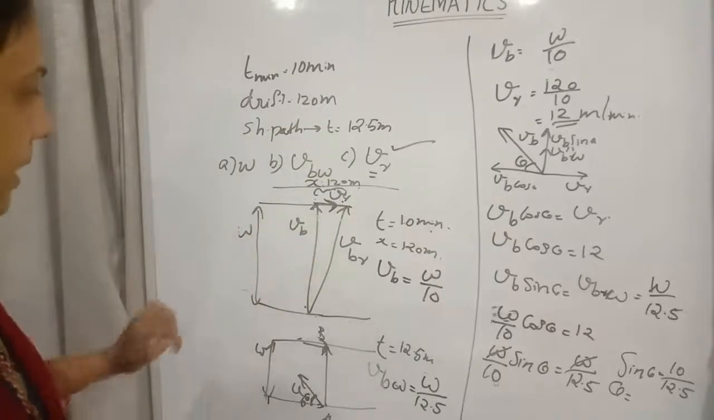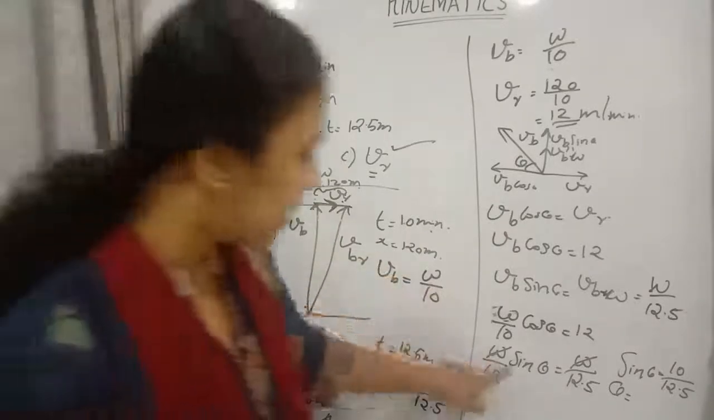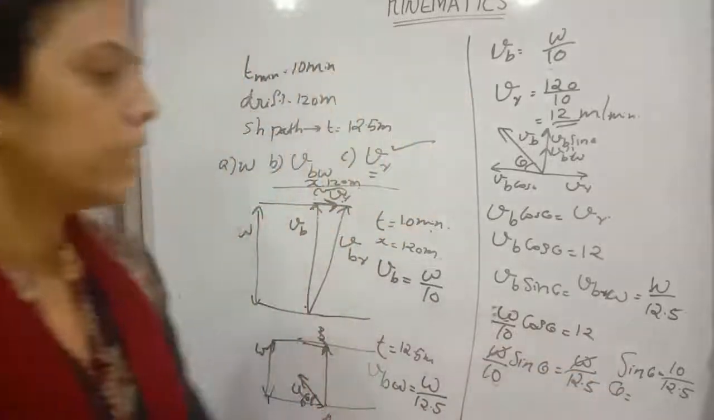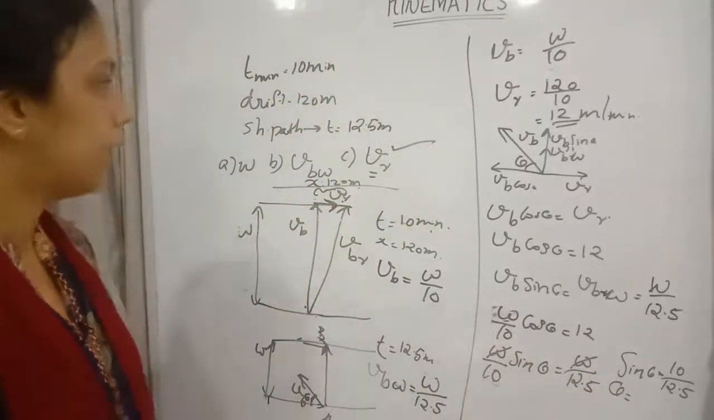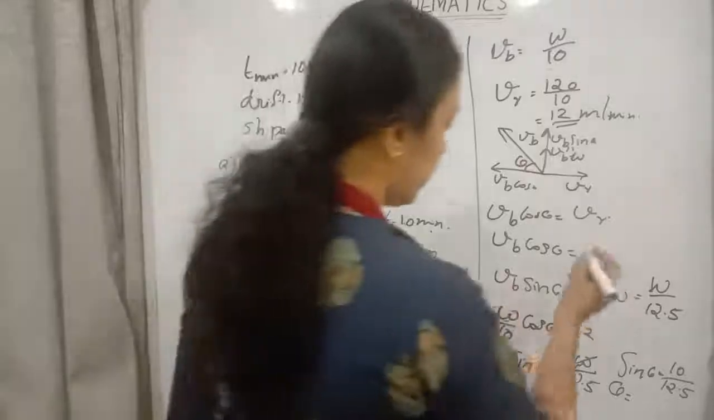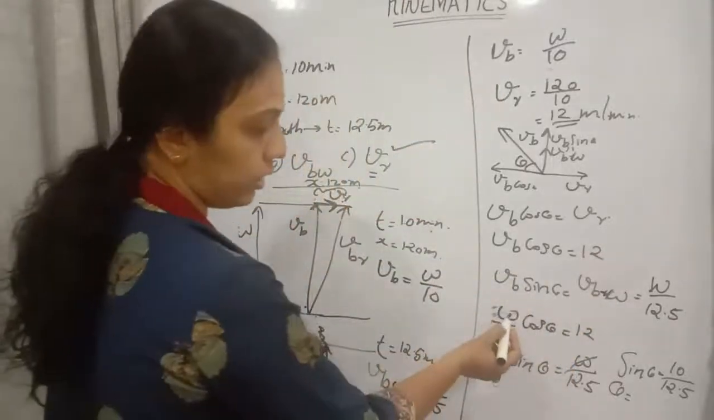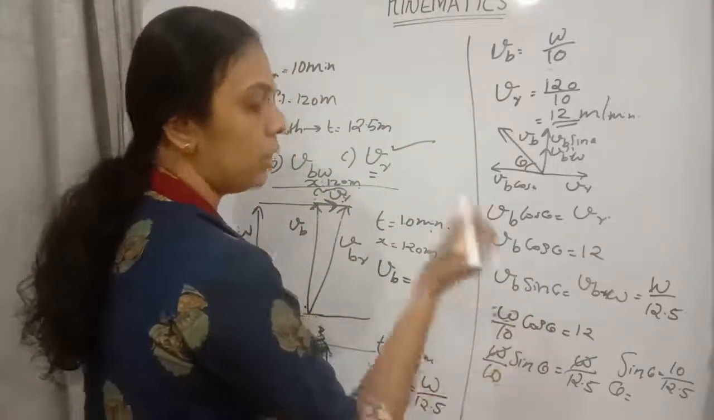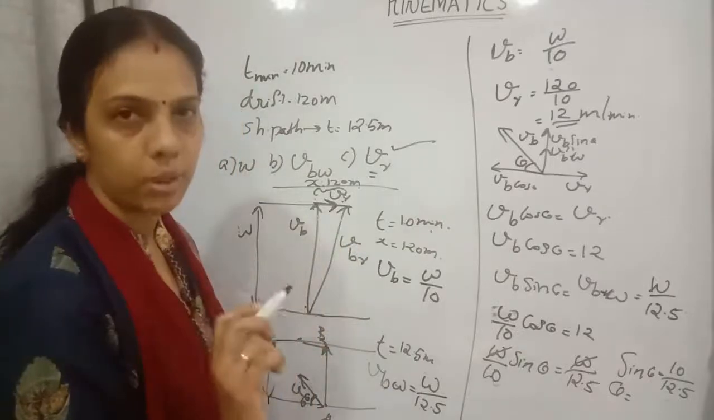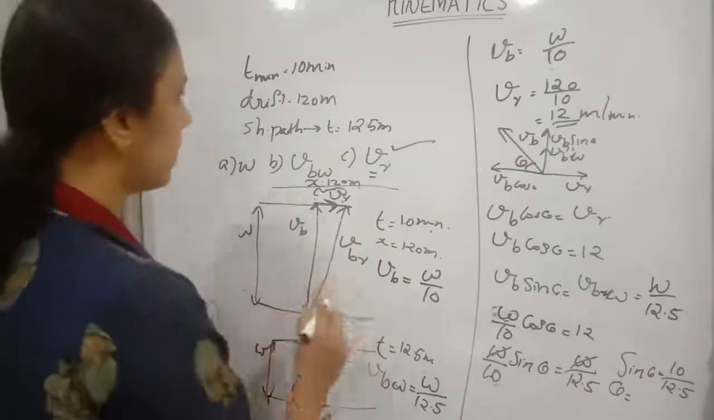Like that you will be getting. Okay, so here sin theta will be equal to sin inverse 10 divided by 12.5. Now, if you are substituting the value in any one of these equations, you will be getting the value of W also. Clear?